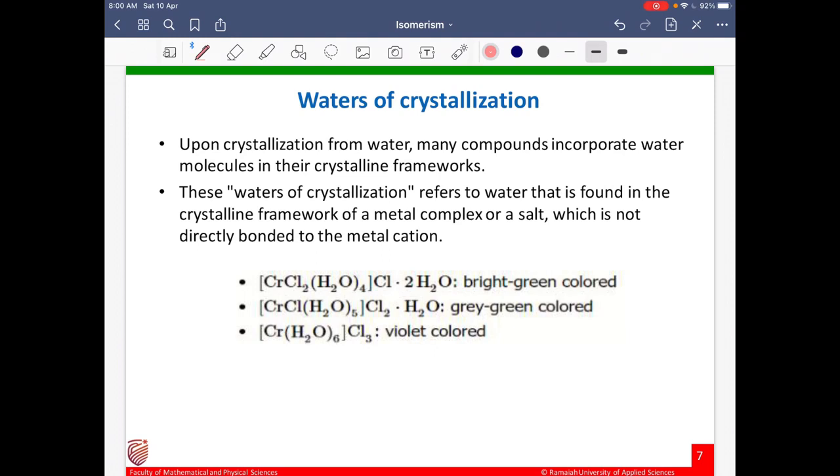Waters of crystallization. Upon crystallization from water, many compounds incorporate water molecules in their crystalline framework. These waters of crystallization refer to water that is found in the crystalline framework of a metal complex or a salt, which is not directly bonded to the metal cation. If you see here, in these three compounds, see the number of water molecules associated with their structure. In the first compound, 2 water molecules, the second one, 1 water molecule, and the last one, no water molecule outside the coordination sphere.